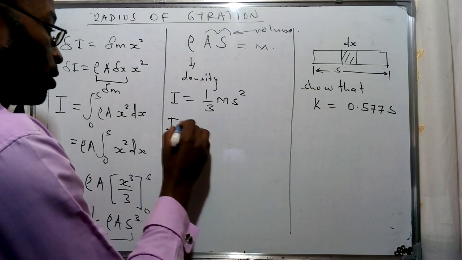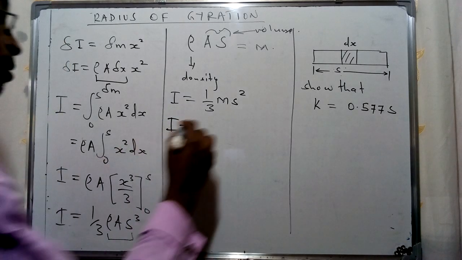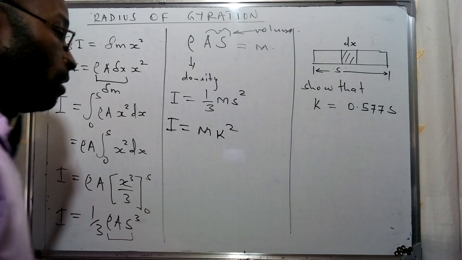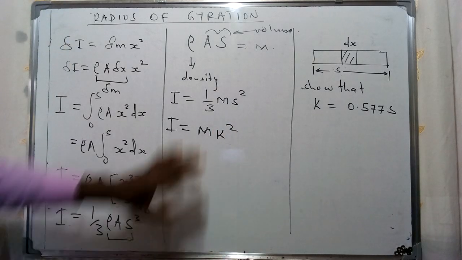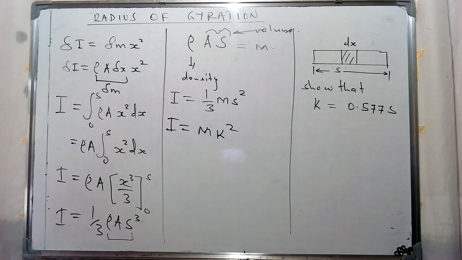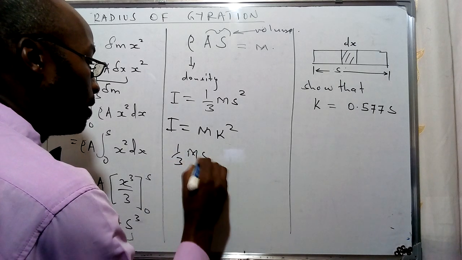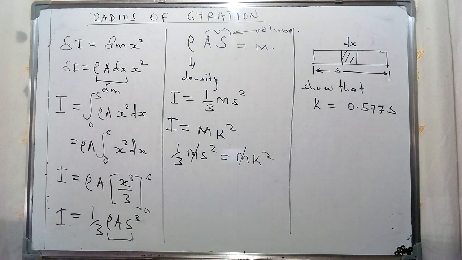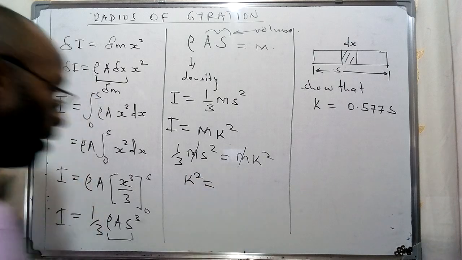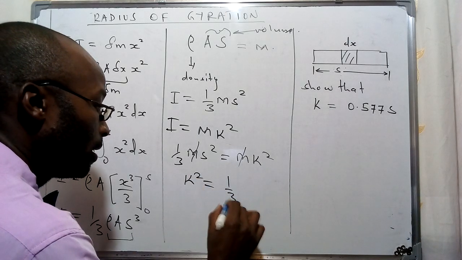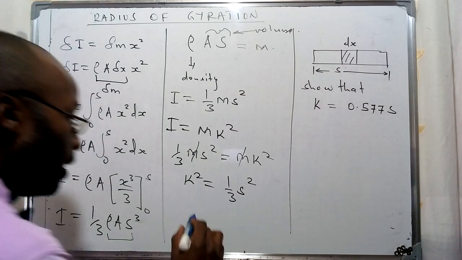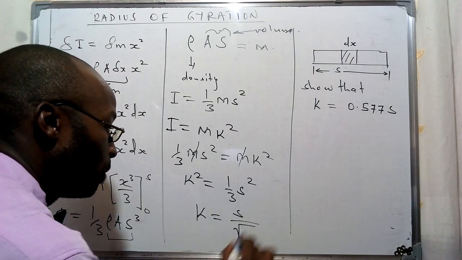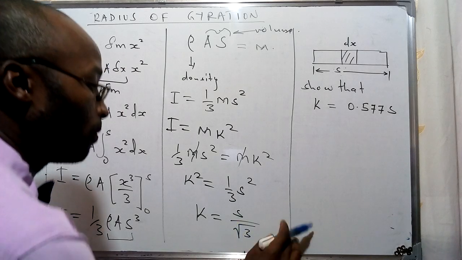But we had decided in our introduction to the radius of gyration that we can find the moment of inertia given in terms of the product of the square of the radius of gyration and mass, and therefore we can equate this to a specific formula in order to find the value of k. So we are going to have a third m s squared equal to m k squared. The common factors cancel out, and therefore we have k squared equal to a third s squared, thereafter giving us k equal to s over the root of 3.